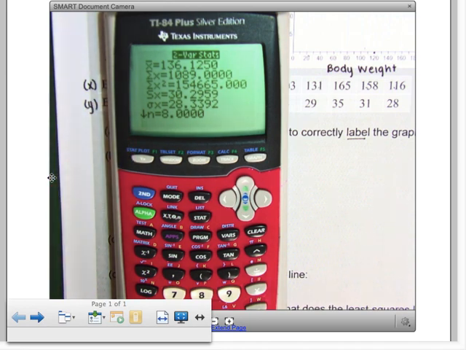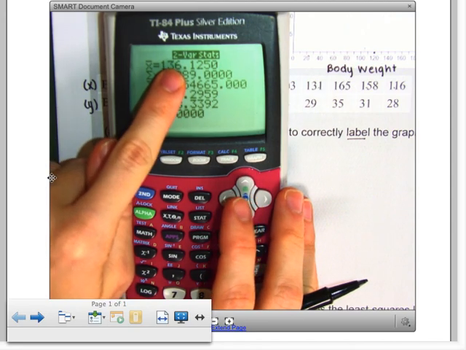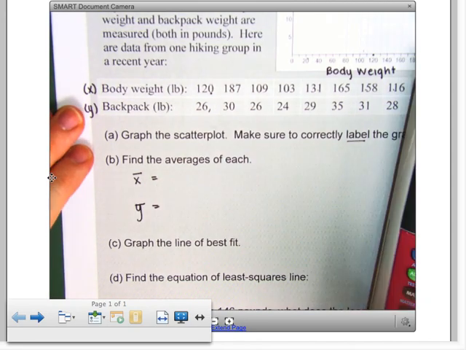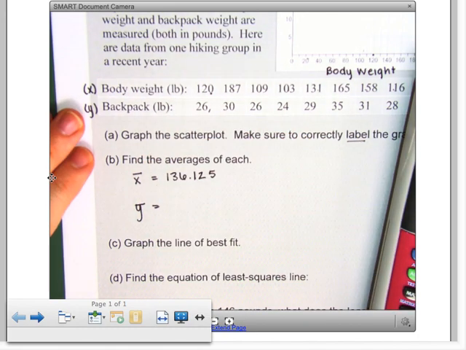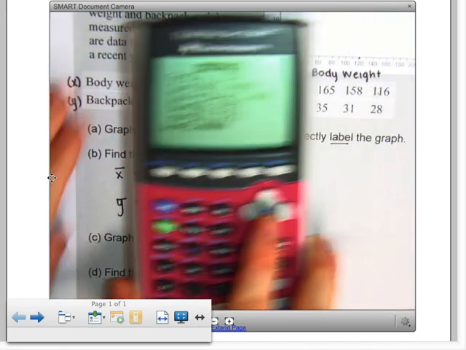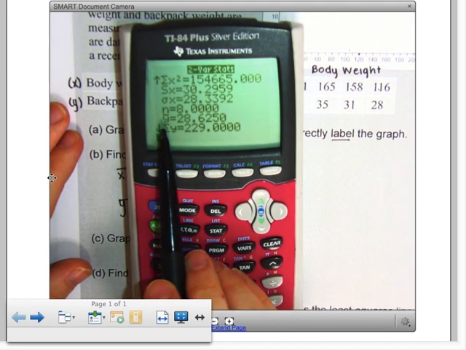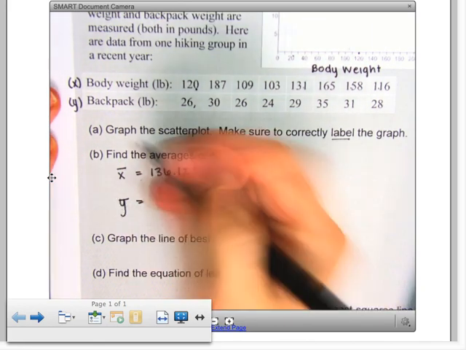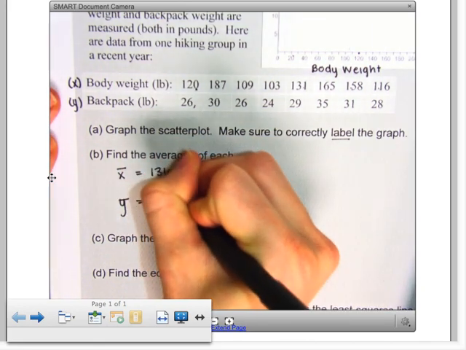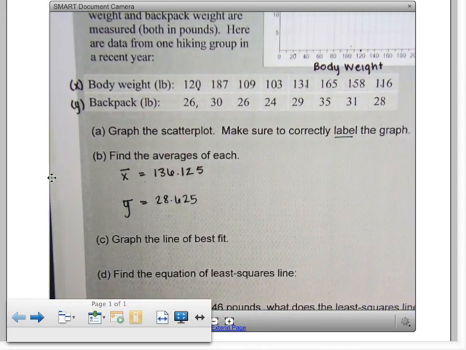Okay, so if you look, X bar is the very first thing, so it's 136.125. If I go back to my calculator, if I scroll down, I should see Y bar. So Y bar is 28.625. Okay, so there I calculated the averages.